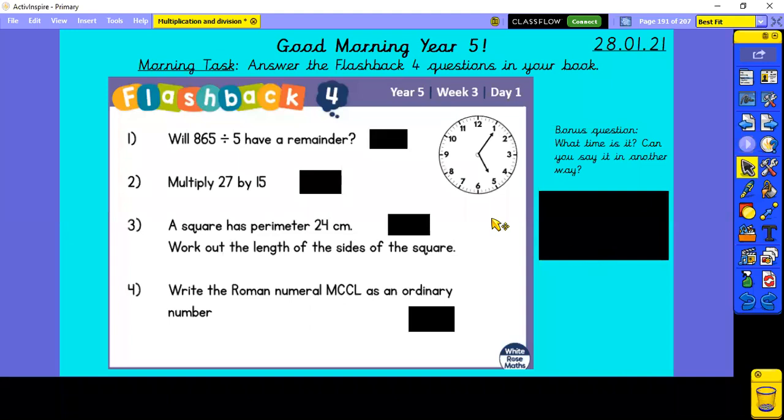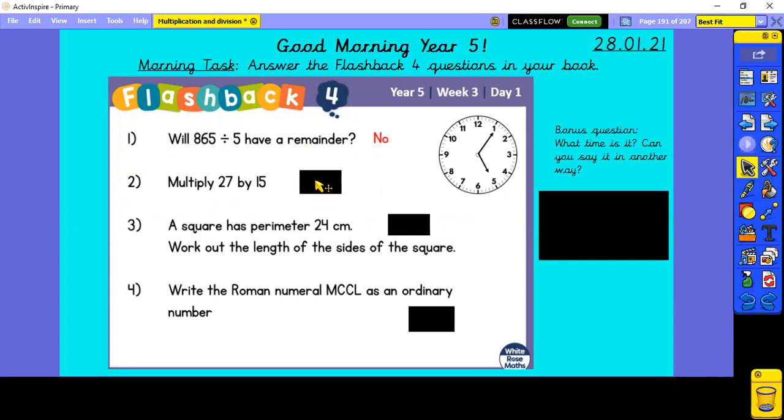Okay, let's have a look at the answers. So, will 865 divided by 5 have a remainder? No, it won't. And we know this because 865 is a multiple of 5 because it ends in 5. So it won't have anything left over or remaining.